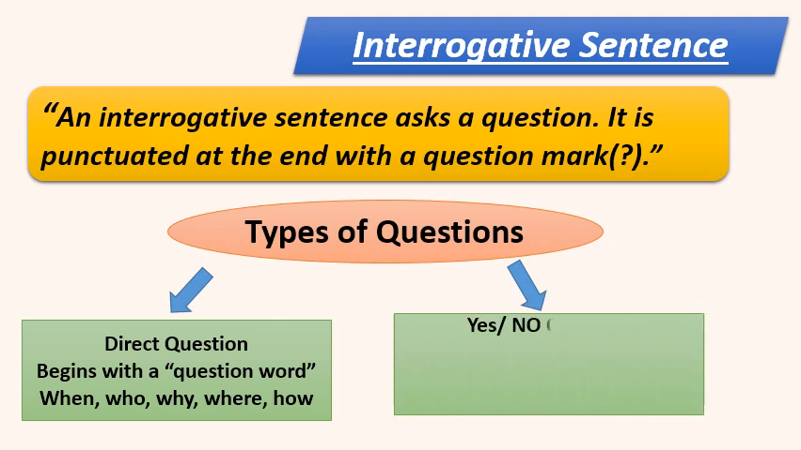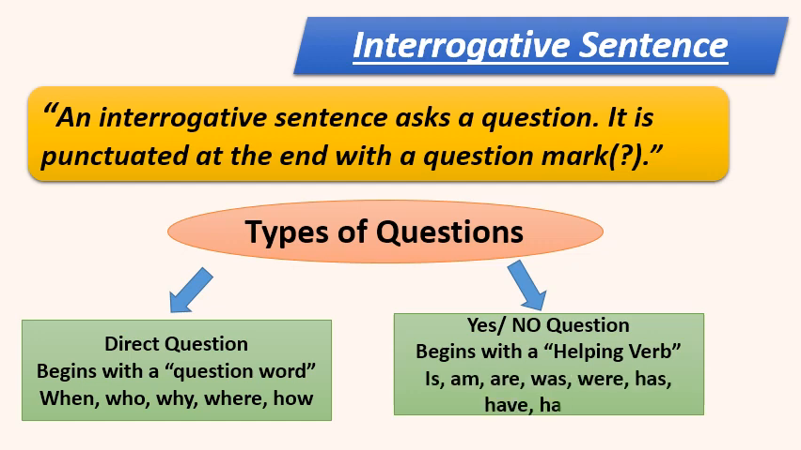Number 2 is yes or no questions. This type of question normally begins with a helping verb followed by a subject. These words are like is, am, are, was, were, has, had, do, did, does, etc. These questions are designed to be answered simply with either a yes or a no. So there are basically two types of questions: direct questions and yes or no type questions.